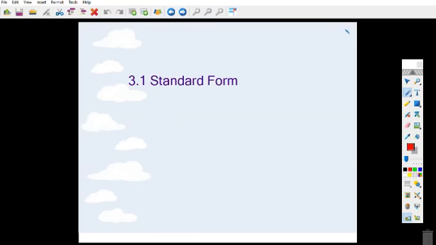So we are going to be doing standard form today. It is a way to write our equations, all right? We've been doing slope-intercept, which is y equals mx plus b. Today we're going to do standard form. It is a little bit different. We're going to go through these notes quick, and then you will work on your worksheet.